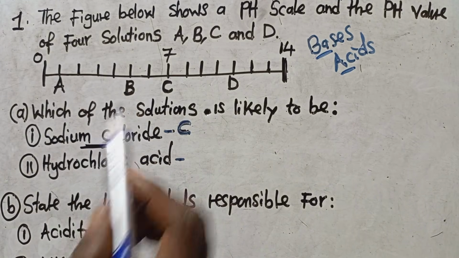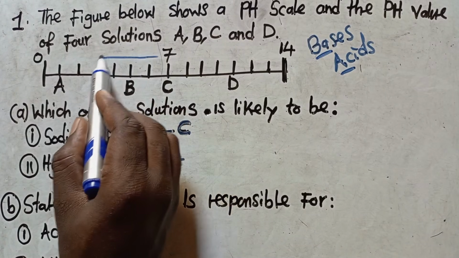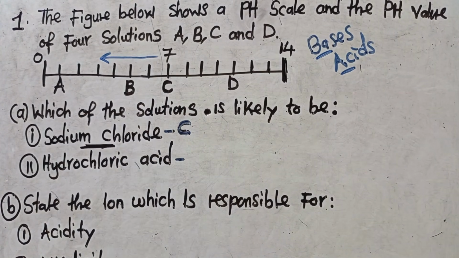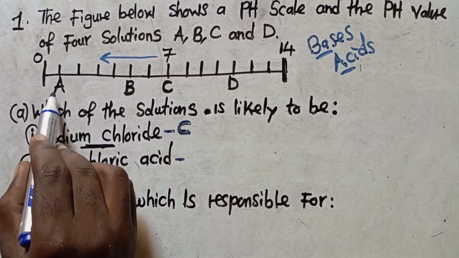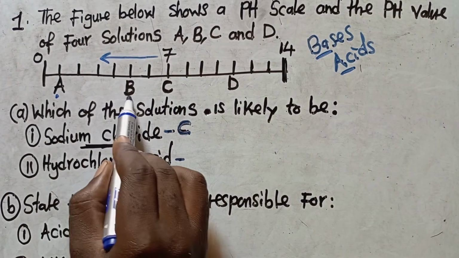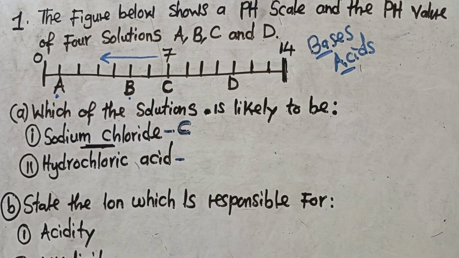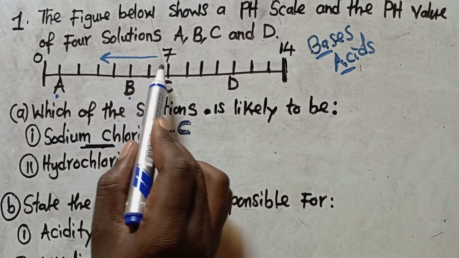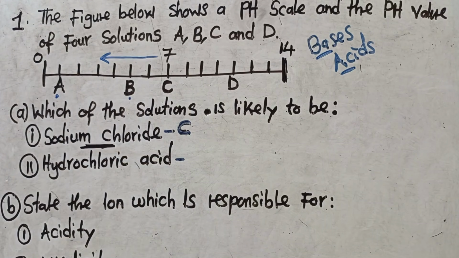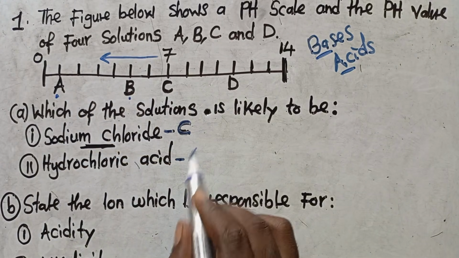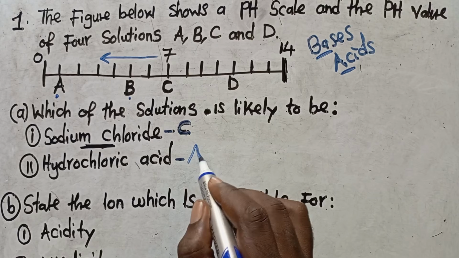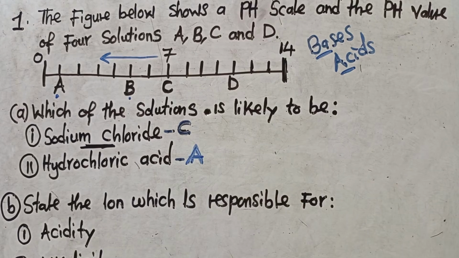From here, going this side, it is becoming a strong acid. This tells you that this one is stronger than that one in terms of acidity. And you know, hydrochloric acid is a strong acid and is expected to have a very low pH value, from 7 coming this side. So it can only be A. The answer there is A. So I put A there. This is what I'm supposed to know and understand.